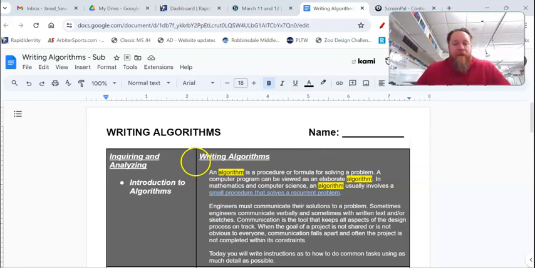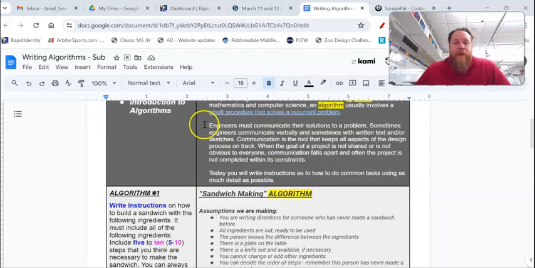So, writing algorithms. An algorithm is a procedure or formula for solving a problem. A computer program can be viewed as an elaborate algorithm. In mathematics and computer science, an algorithm usually involves a small procedure that solves a recurrent problem. Engineers must communicate their solutions to a problem. Sometimes engineers communicate verbally and sometimes with written text and/or sketches.